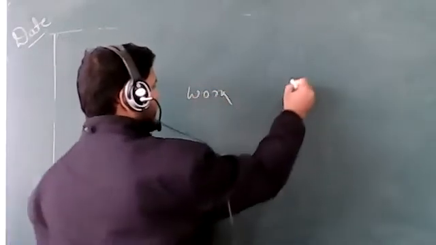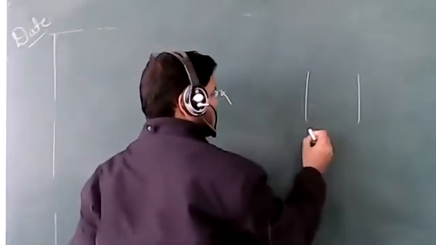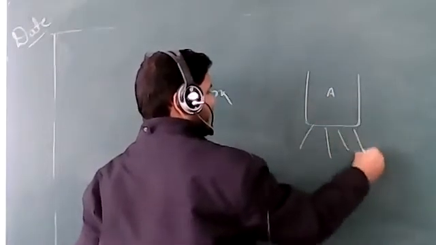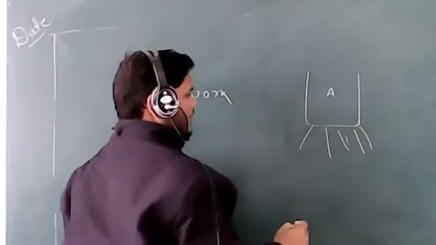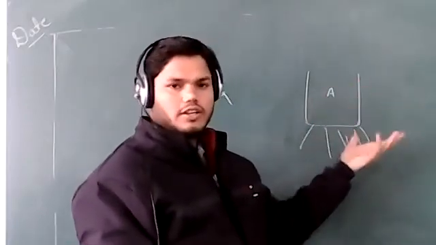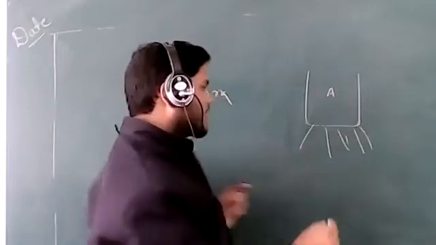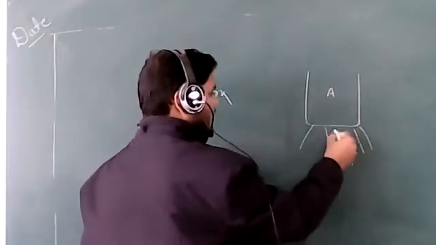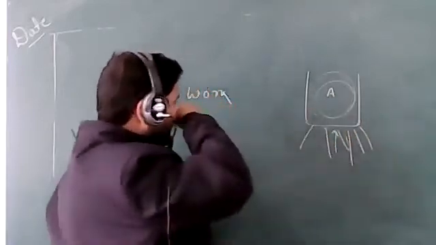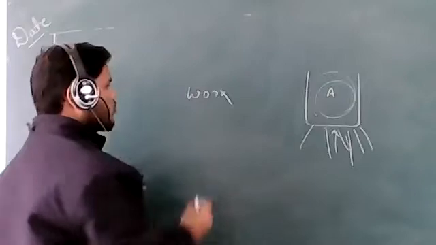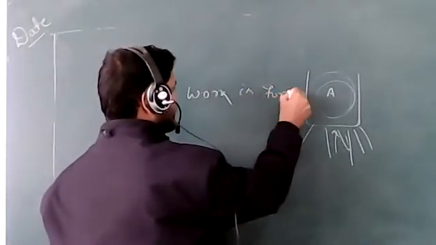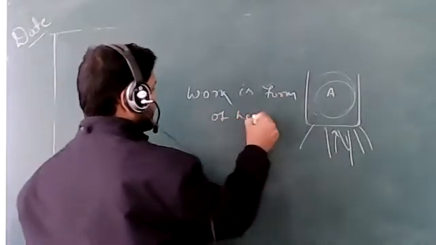If we supply an amount of heat to a substance, say system A, then the particles inside the system will do some work. If you give some heat to a system, the particles inside the system will move, so they will do some work. That means work is a form of heat energy.